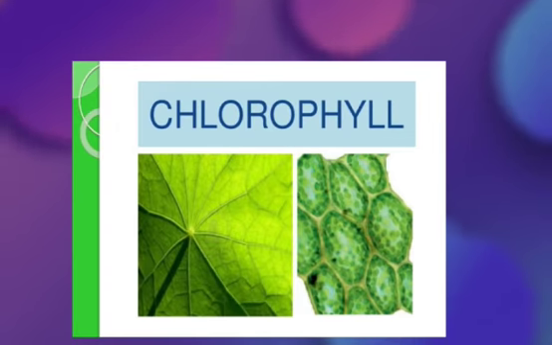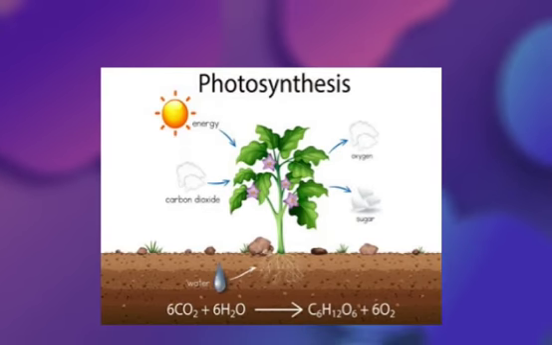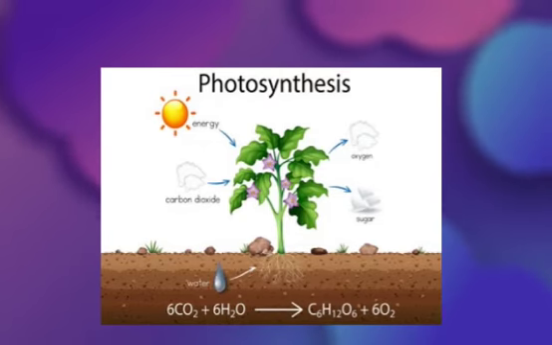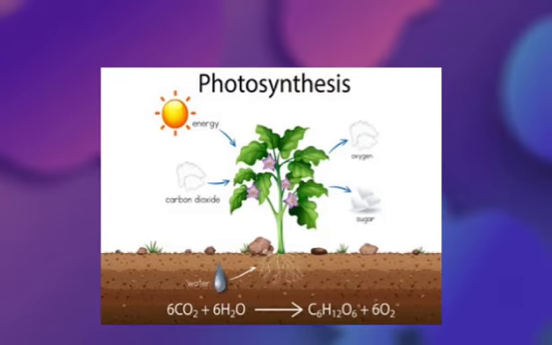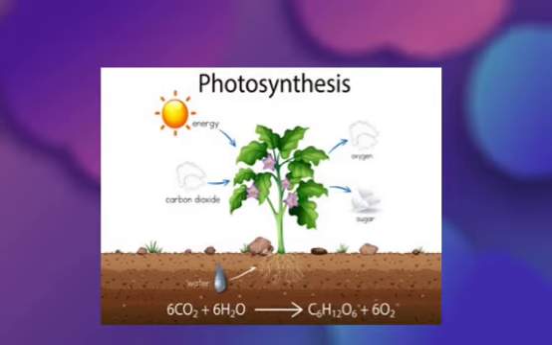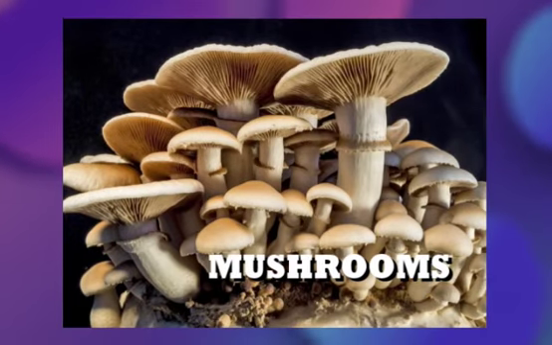Most plants have a green substance called chlorophyll in their leaves. It helps them to make their own food using sunlight, carbon dioxide from the air, and water from the soil through a process called photosynthesis. Animals do not have chlorophyll and they eat plants and animals for food. Living organisms such as mushrooms do not have chlorophyll. They mostly grow on dead animals or plants and get their nutrients from them.